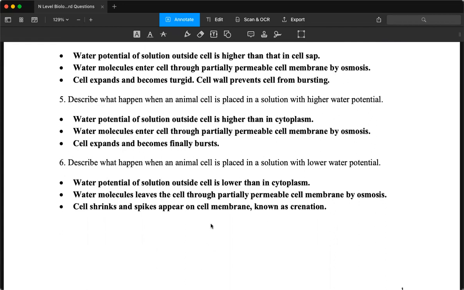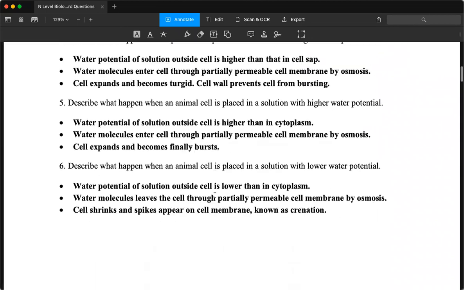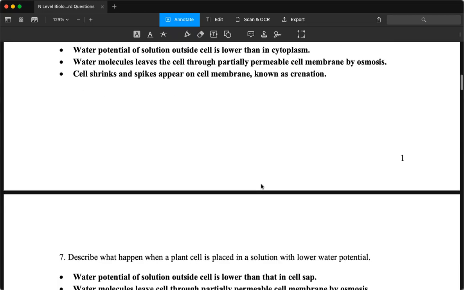Describe what happens when an animal cell is placed in a solution with lower water potential. The water potential of solution outside the cell will be lower than the cytoplasm. Water molecules leave the cell through the partially permeable cell membrane by osmosis. We must write this down, partially permeable. And the cell shrinks and spikes appear on the cell membrane. This is known as crenation.